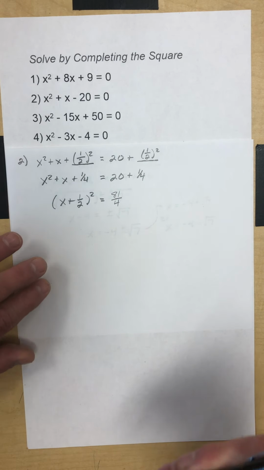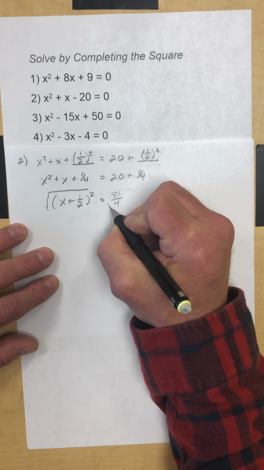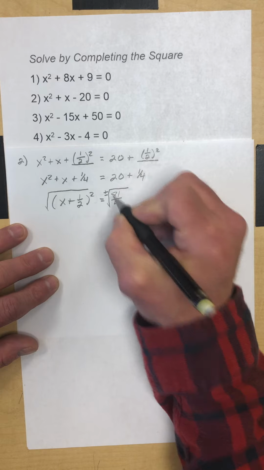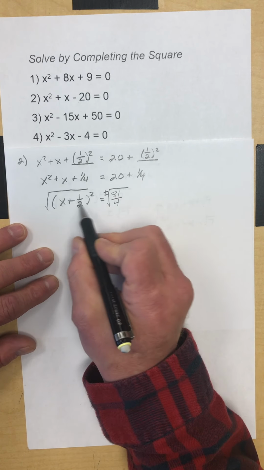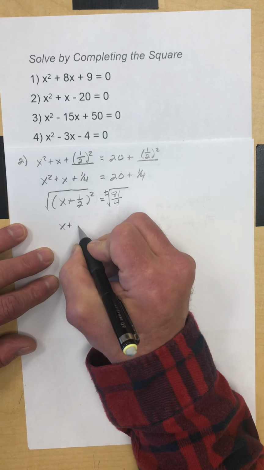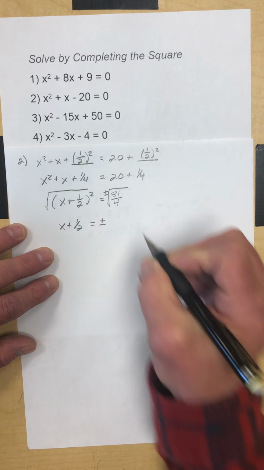Okay, so now I'm going to take the square root of both sides. Take the square root of the left side, take the square root of the right side. Remember, every positive number has 2 square roots. Okay, all right, so let's see. The square root of x plus 1/2 squared would just be x plus 1/2 equals plus or minus.